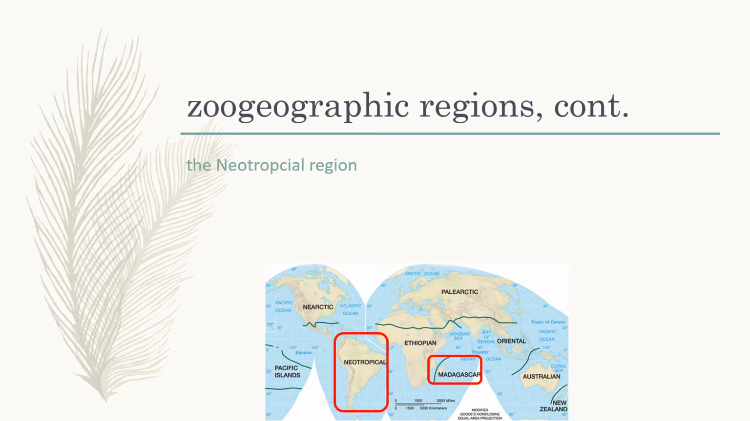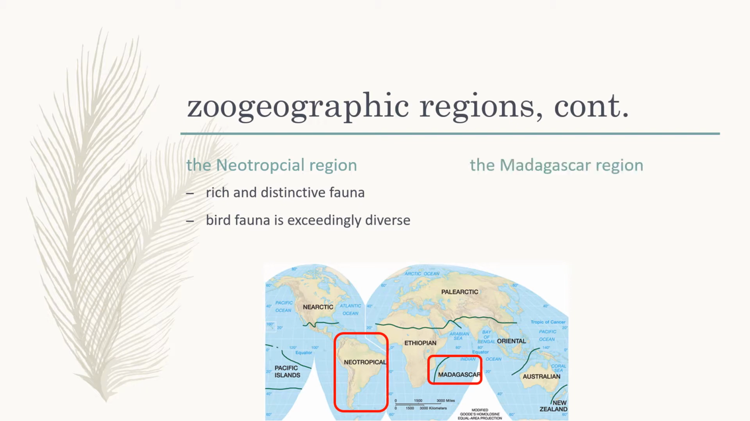The Neotropical region is located in South America and has a very rich fauna, most notably its bird population, which is very diverse. The Madagascar region is located on the islands to the east of Africa, although it is very different from the Ethiopian region. Its most notable population is its primitive primates such as lemurs.